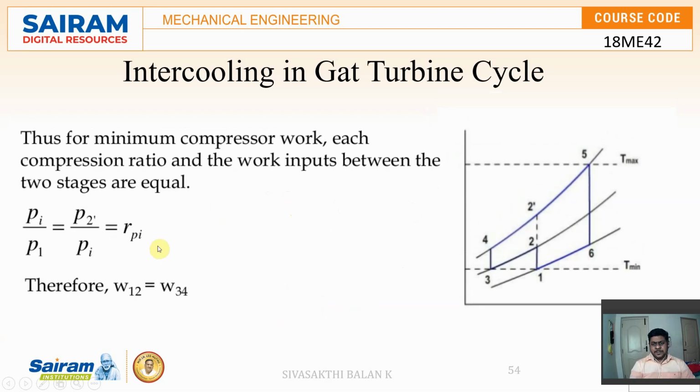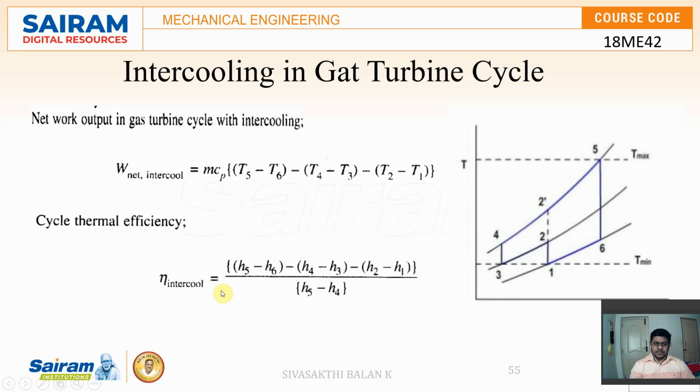Thus, for the minimum compressor work, each compression ratio and the work input between the two stages are equal, so that PI/P1 = P2'/PI. We call that rPI, and W1-2 is equal to W3-4. The net work output in the gas turbine is the compressor work that happens in two stages, 1 to 2 and 3 to 4, and the net turbine work done 5 to 6.